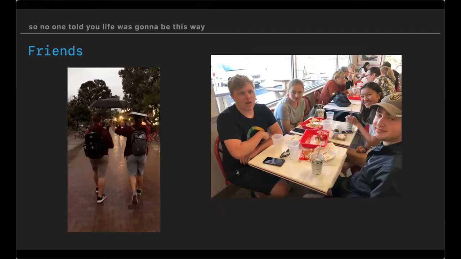Also just friends. John stole my picture, but I like that picture of me holding the umbrella a lot. So it's just a nice way to meet people. I've met a lot of people through White Hat, and I hope that you will as well.